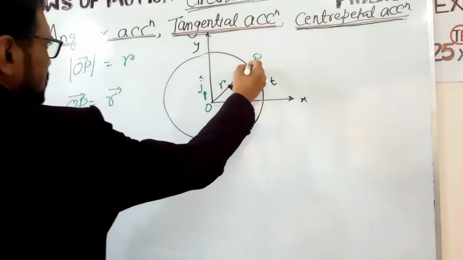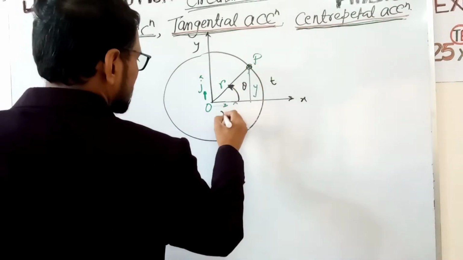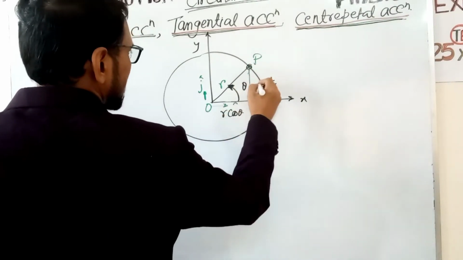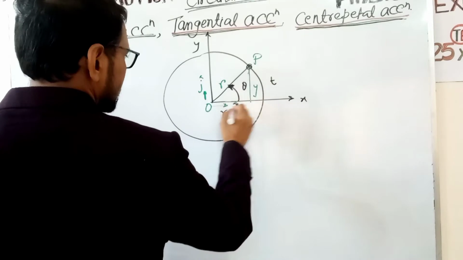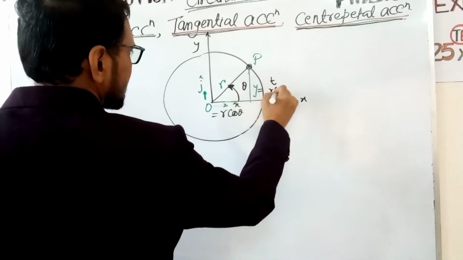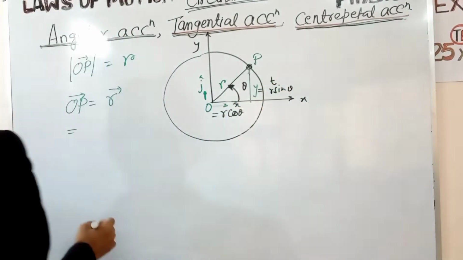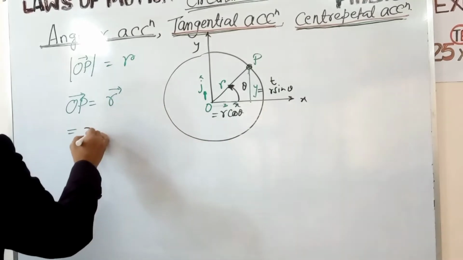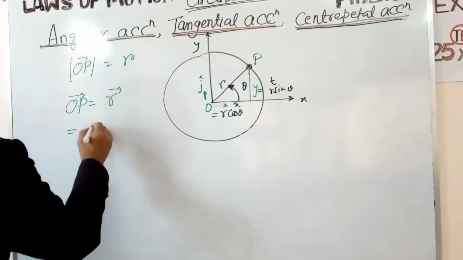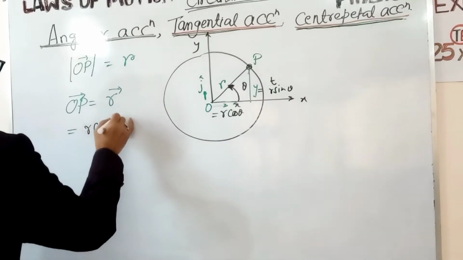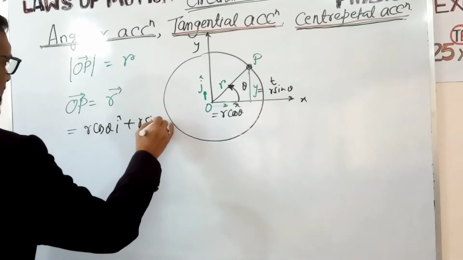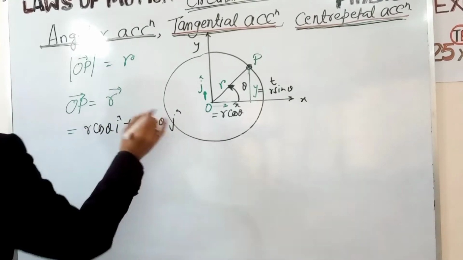Now what is the position vector OP in vector form? We know the triangle rule: x equal to r cos theta, and y equal to r sin theta. So r in vector form will be r cos theta i plus r sin theta j. So this is the position vector.